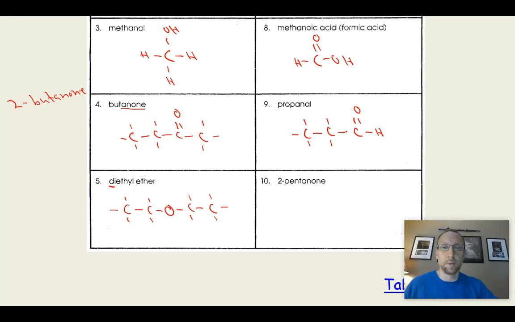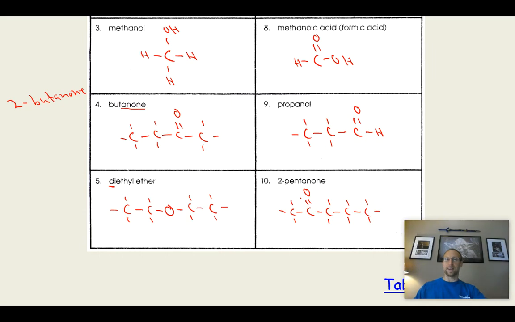So last one, 2-pentanone, 5 carbons. And then where do I put my functional group? That's CO on the second carbon. And then put your H's all around. And that's 2-pentanone. I could have 3-pentanone. No such thing as 4-pentanone, because that's just 2 again. And there's no such thing as 1-pentanone, because then that would become pentanal.